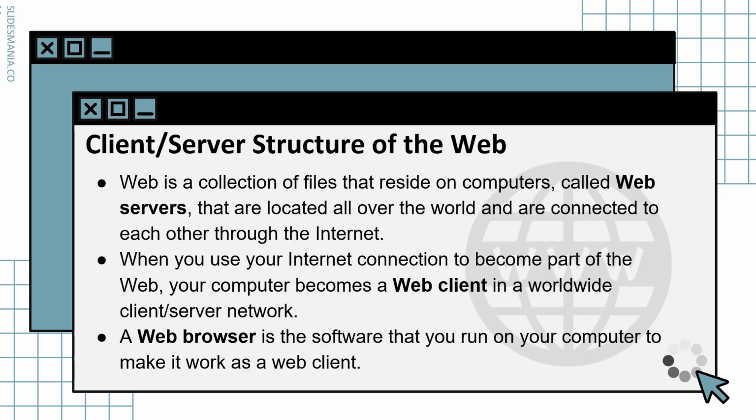Ayan po. Client or server structure of the web. Web is the collection of files that reside on computers called web servers that are located all over the world and are connected to each other through the internet.